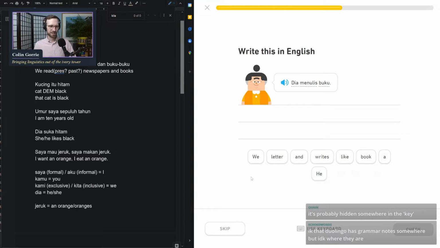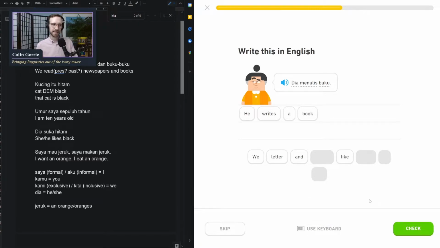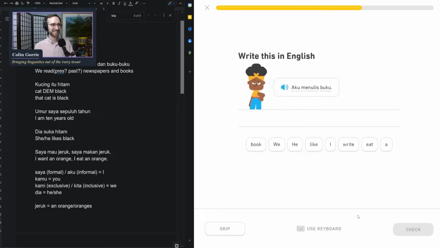Dia menulis buku. He writes a book. I'm assuming. Yeah. Aku menulis buku. I write a book. Bit of a weird phrasing in English as well. I write a book. It's like I write a book every year.